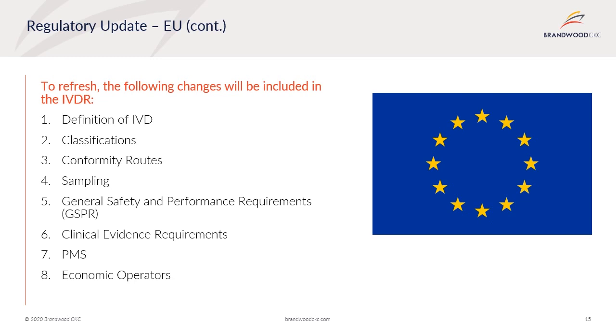The next one is the GSPR. Again, the GSPR is replacing the essential requirements. In content, they're very similar, but again, there's an expectation that there's a different way and different phrasing for these, so that you need to be able to address those through evidence, through substantiation, to make sure that the GSPR is covered.